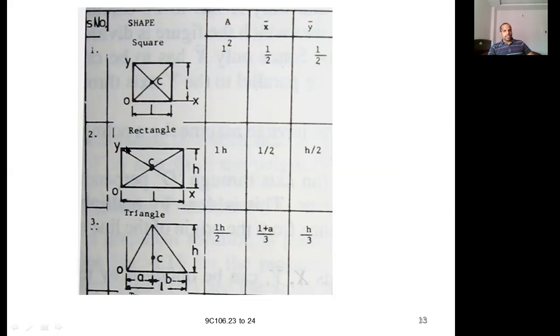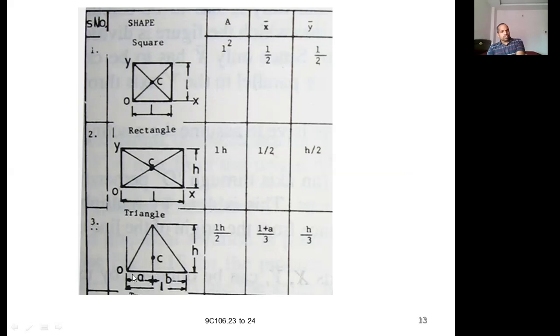If you take a rectangle, the area is L into H, x bar is L by 2, and y bar is H by 2. For a triangle, the area is half into base into height, so half into L into H. X bar lies on this line.